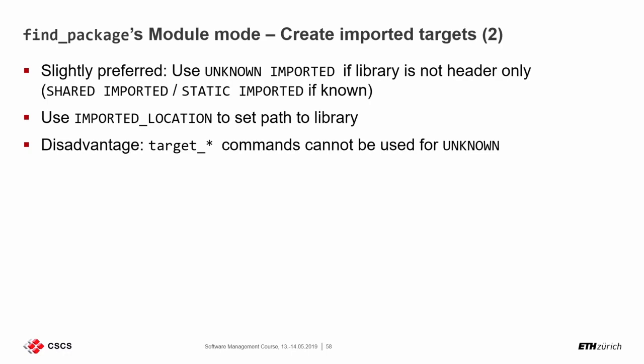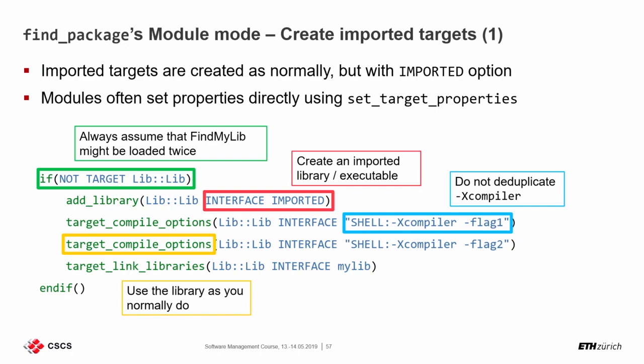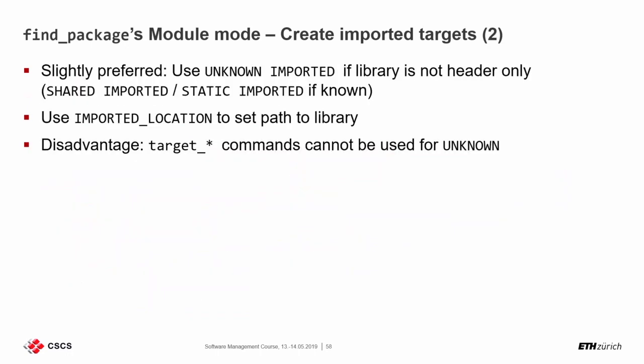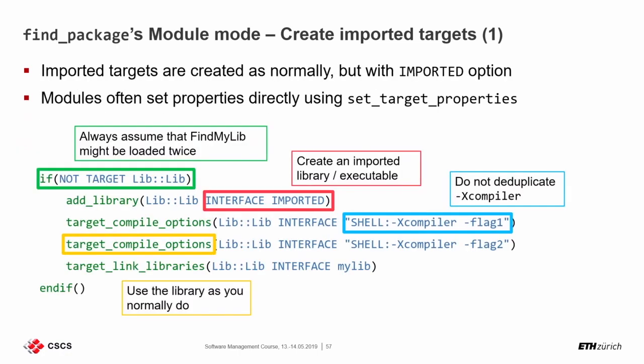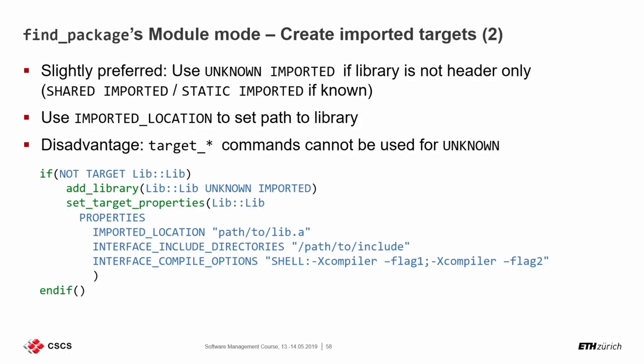There is a slightly different option. Here we had INTERFACE IMPORTED. It's not really an interface library because there is a library attached to it. So you can also use UNKNOWN IMPORTED, which looks more or less the same, except that you need to specify all properties manually, and you cannot set them with the nice target_compile_options and all of those, but it's slightly more precise to what you want.